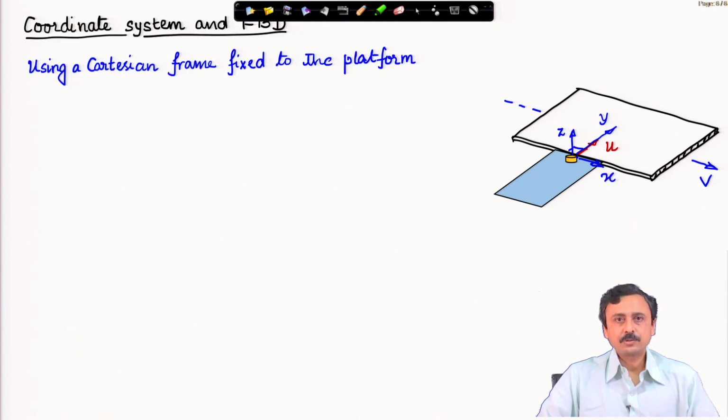First thing is to set up the coordinate system. I have taken the coordinate system x, y, z fixed on the ground, non-moving. This x, y, z is therefore fixed to the platform from where the particle is pushed, and the particle is initially, at time t equal to 0, at the origin of this frame.